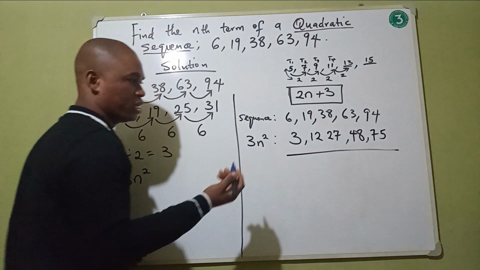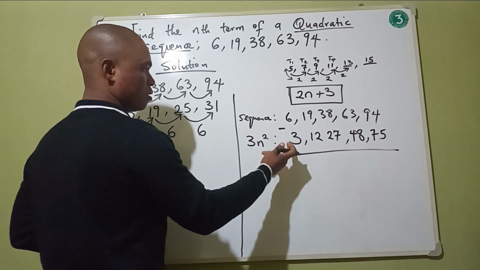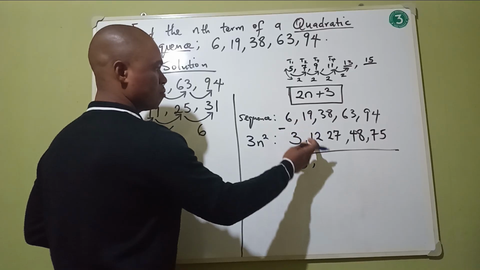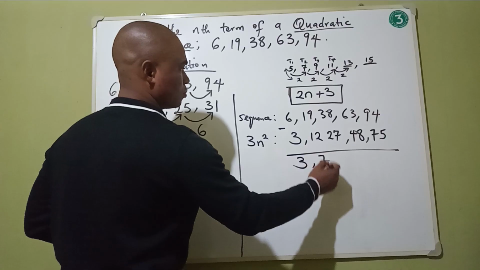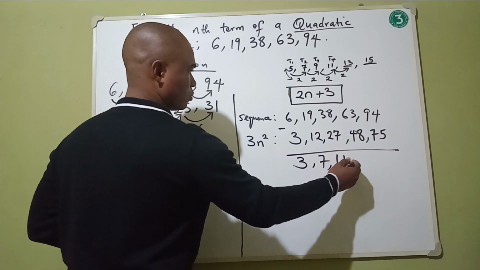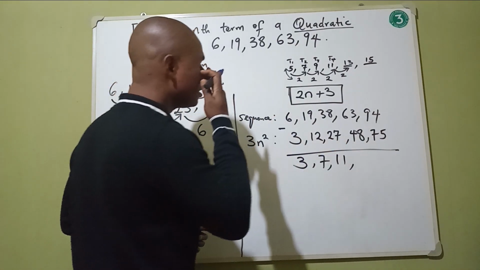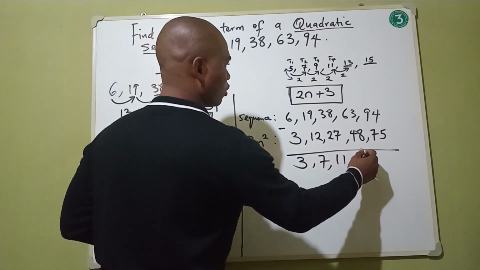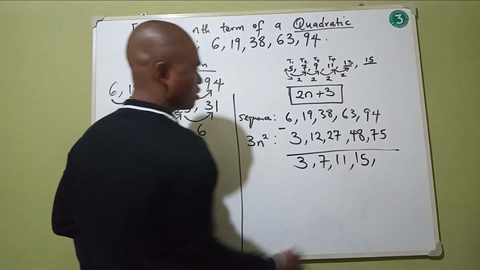Now, what we need to do here is to subtract. I want to subtract. Now, 6 minus 3 will give me 3. 19 minus 12 will give me 7. 38 minus 27 will give me 11. Now, 63 minus 48 will give me 15. Yes, I will have 15 there.